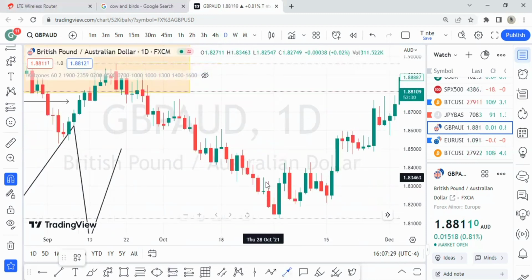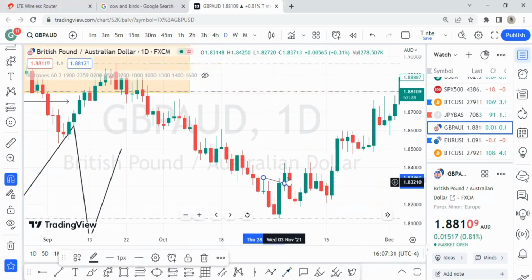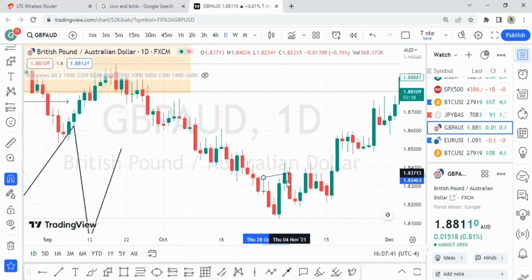Broke this structure here. Consider this BOS. What do you have? A BOS. The price takes the stop loss. Yes, consider this market took out stop loss. Some people that have bought there, the market took them out and then it reversed up.